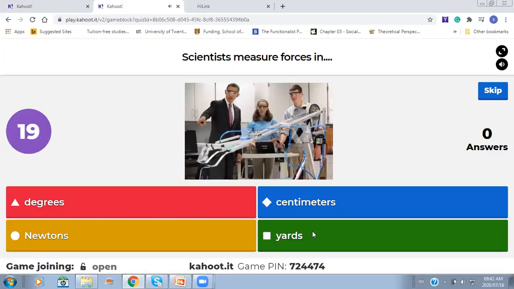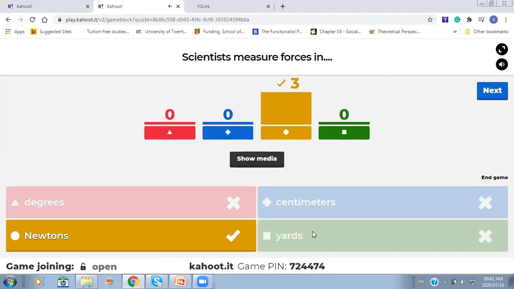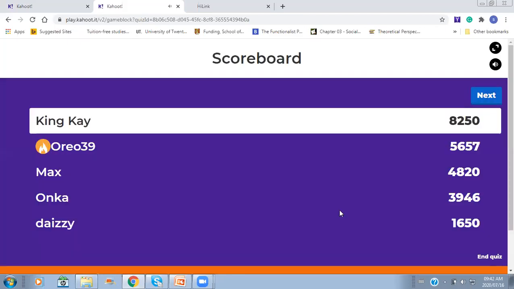Let's go on. Scientists measure forces in what? Select or choose your answer. Very good. Three people got this, and let me see who are those. K, Oreo, and Max. All right, let's go on.